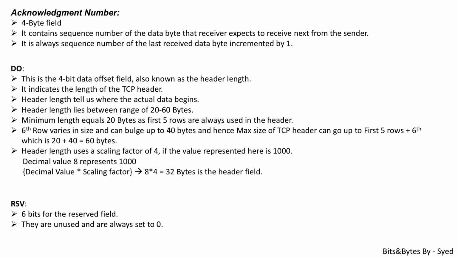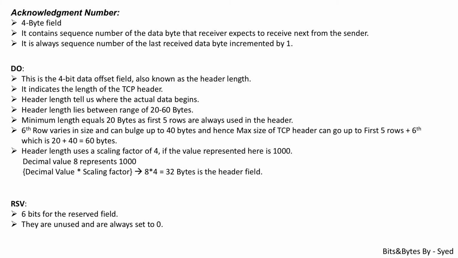Data offset is also known as header length. It indicates the length of the TCP header. Header length varies between 20 and 60 bytes. Minimum length is 20 bytes and the maximum can go up to 60 bytes. So you must be thinking, how does it bulge up to 60? The option field, yes. If you look at the TCP header, there is an option field which can expand up to 40 bytes depending on the type of data. Summing up the option field with the other fields gives us 60 bytes.